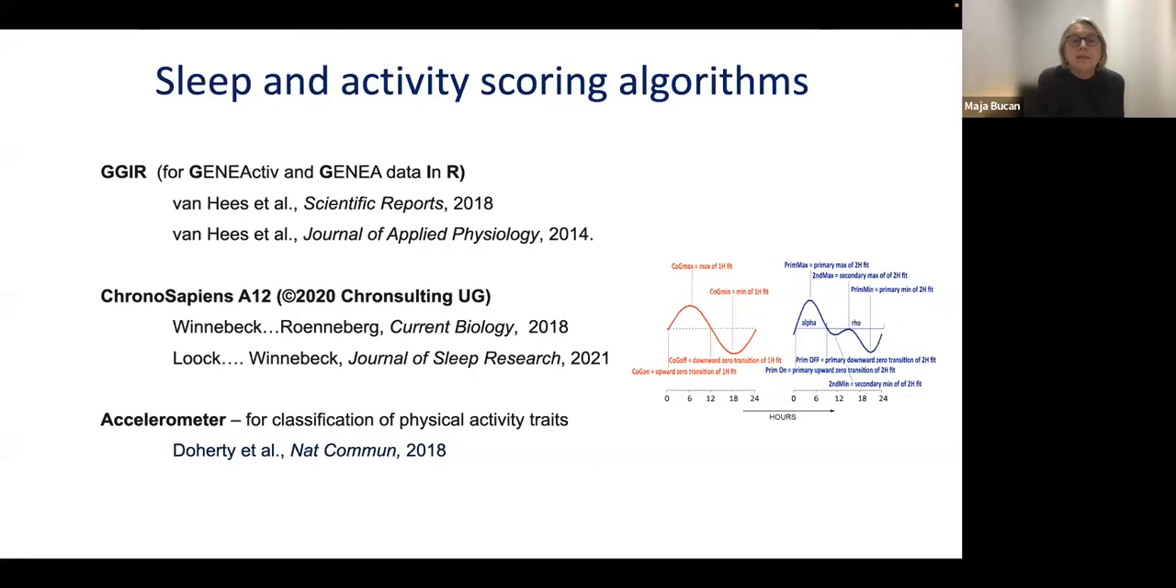Another algorithm called Chronosapiens is particularly useful for the analysis of circadian traits. Rest activity pattern data are fitted to a sinusoid curve, and there are basically traits that can indicate, of course, a relative amplitude and several other circadian traits. As you will see, our preliminary data show very striking changes and effects on physical activity. So we are now using an algorithm called accelerometer that basically provides classification of different levels of activity. It can distinguish sitting from low level activity, and then also identify periods of very high rigorous activity.